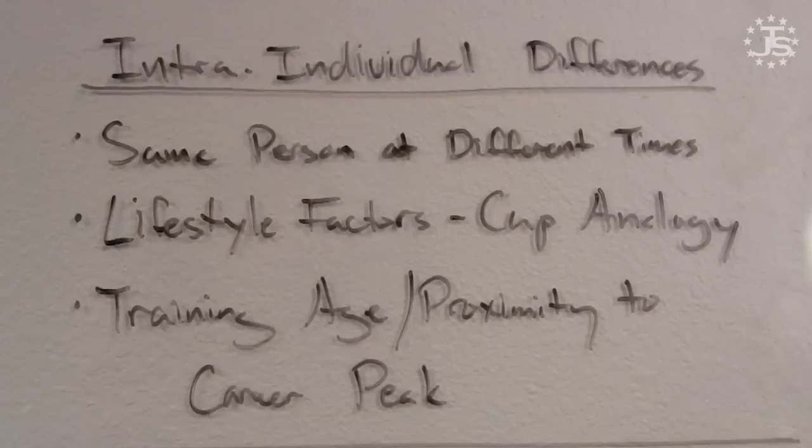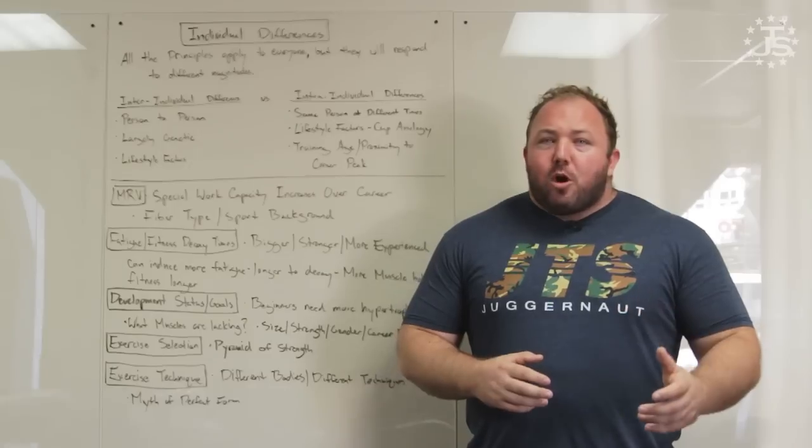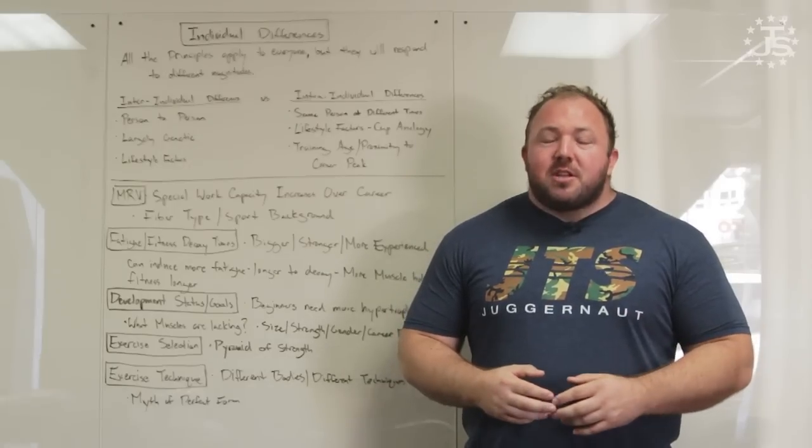Now, as we look at intra-individual differences, these are differences within the same athlete, either at different points in a training year or at different points in their training career. So as you look at different points in the year, their MRV and different factors are going to change based on their lifestyle factors. Maybe they're just more serious about their diet at certain times of the year, higher stress or lower stress, depending on work, school, relationships. Different supplementation levels during the year need to be considered with that.